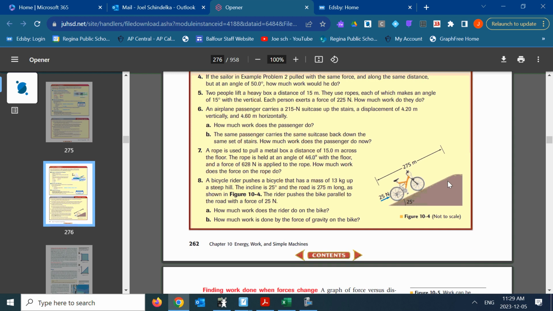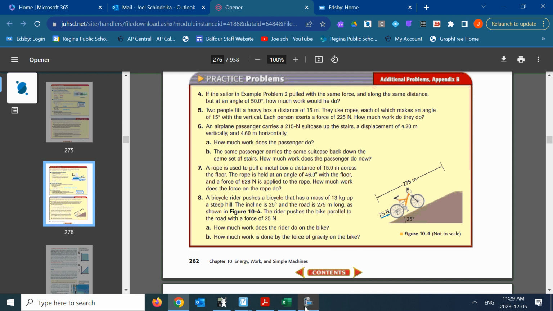Oh, the bicycle, we got a diagram there too. That'll involve the cosines and sines. Let's try those problems. Those shouldn't take too long. We'll see from there, okay?